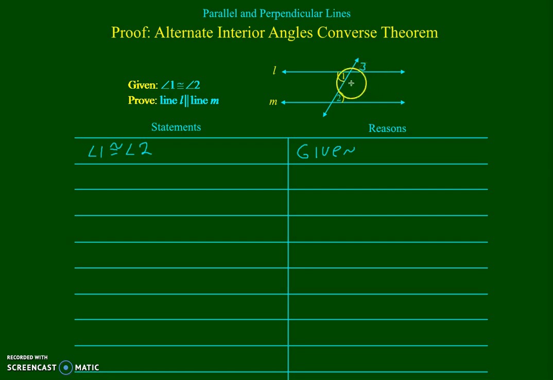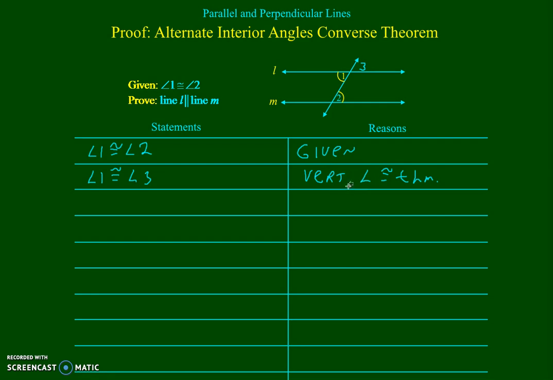And my first statement is going to be angle 1 is congruent to angle 3, vertical angle congruence theorem. Because I knew that vertical angles are congruent by the vertical angle congruence theorem, I knew that I could use that fact to write this statement. So again, all your statements are driven by the reasons. So really get to know your postulates, theorems, and definitions. They will save your life in this course.